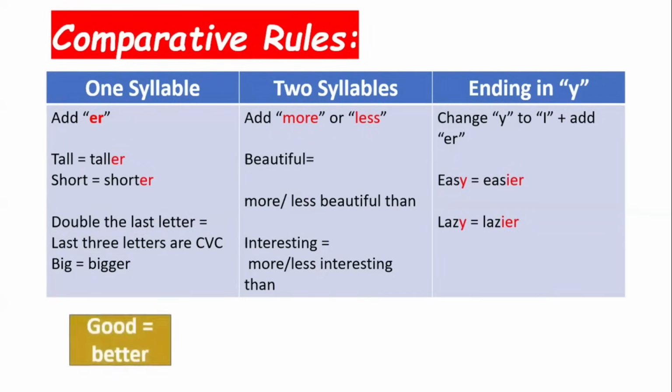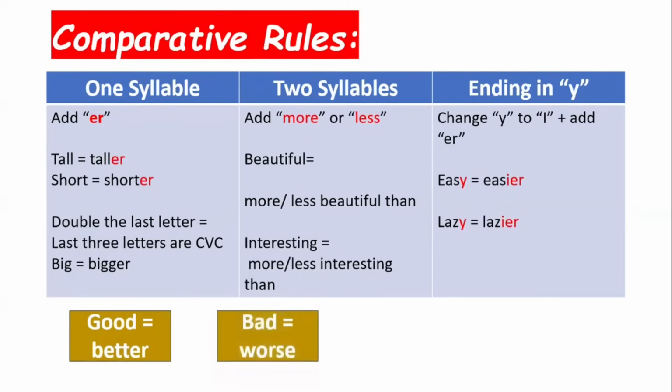Also, some other adjectives do not follow any rules. They are irregular, like good. Good, جيد, better, أفضل, bad, سيء, worse, أسوأ.